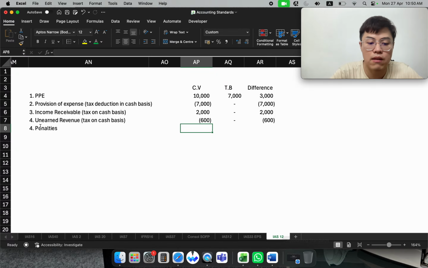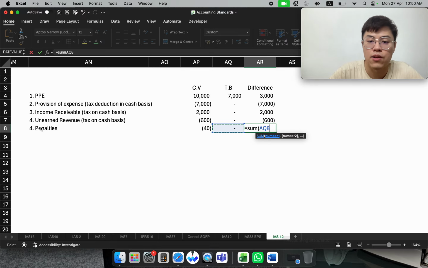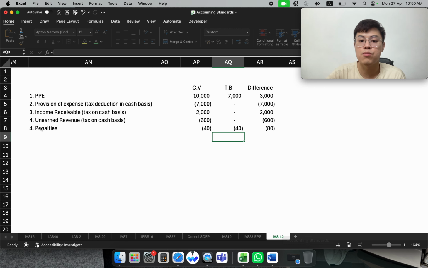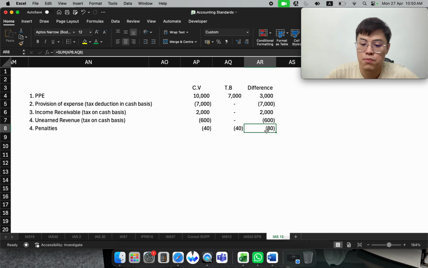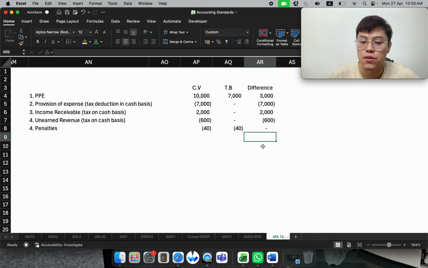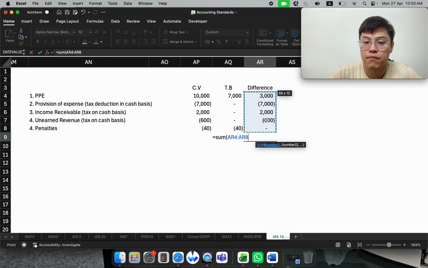And last will be the penalties that we mentioned just now. Since I told you the penalty is 40 ringgit, and because this is a permanent difference, you cannot just leave it blank, because if you leave it blank, your difference will be 40. Permanent difference means no difference. Therefore, we will just put a 40 to make it 0. So this will be your differences, and you sum it up.